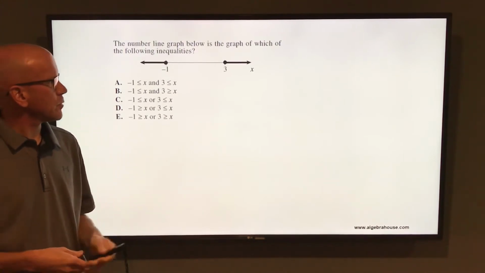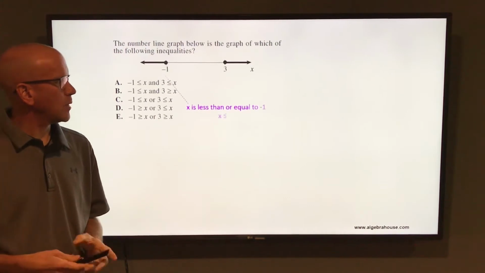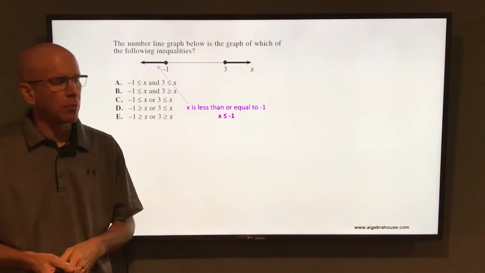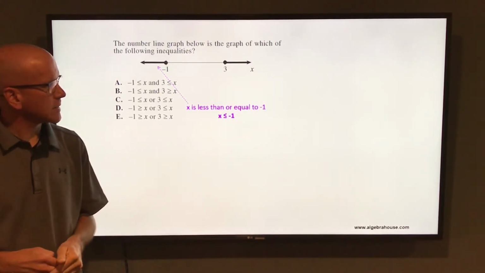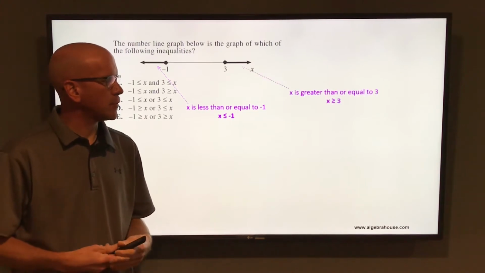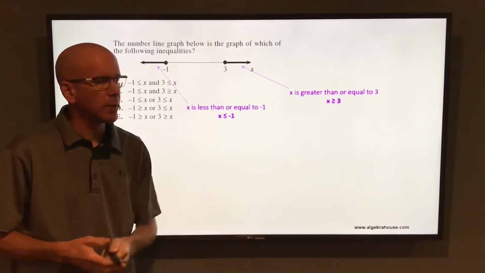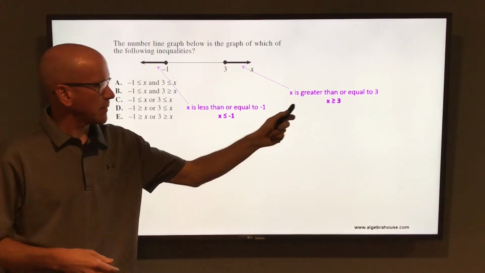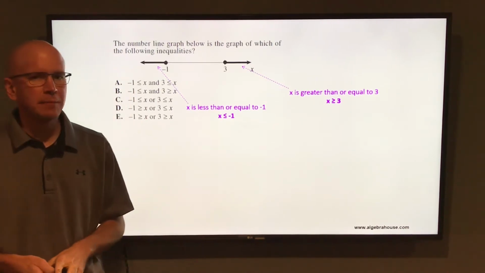So with the closed circle on negative 1 and the arrow going to the left, x would be less than or equal to negative 1. The value of x is anything less than negative 1. It could also be negative 1. If you have a closed circle on 3 with the arrow going to the right, the value of x is greater than or equal to 3. x is any number on that line, including the 3. So with x being less than or equal to negative 1, x being greater than or equal to 3, you're looking for the answer choice that matches that, but none of them do.